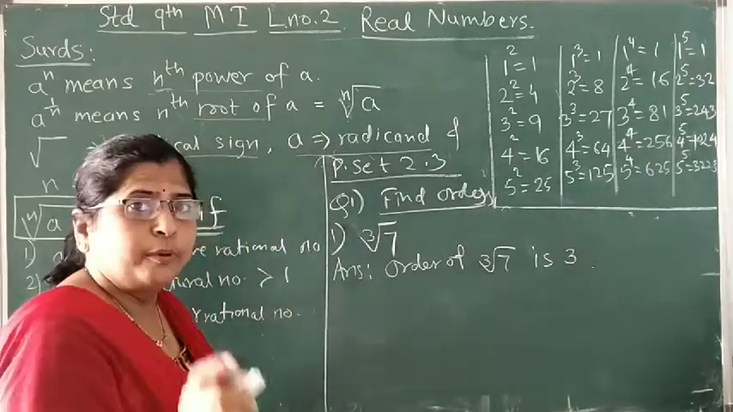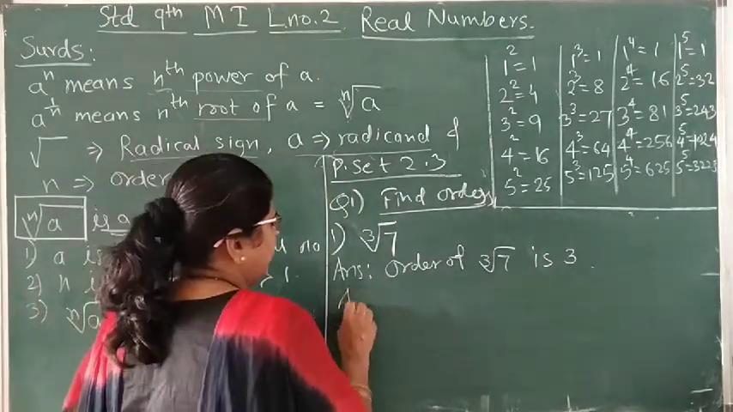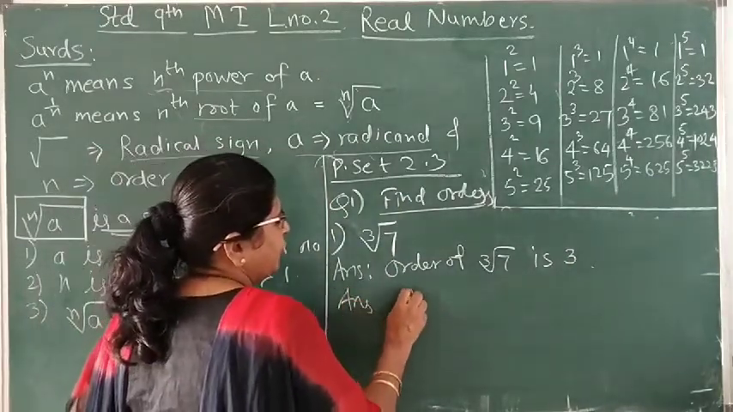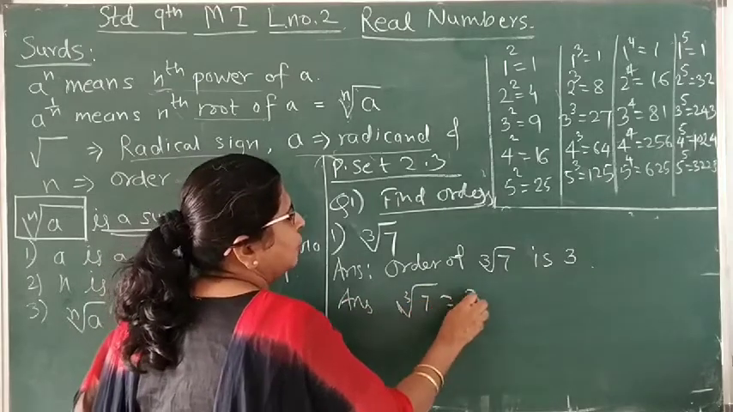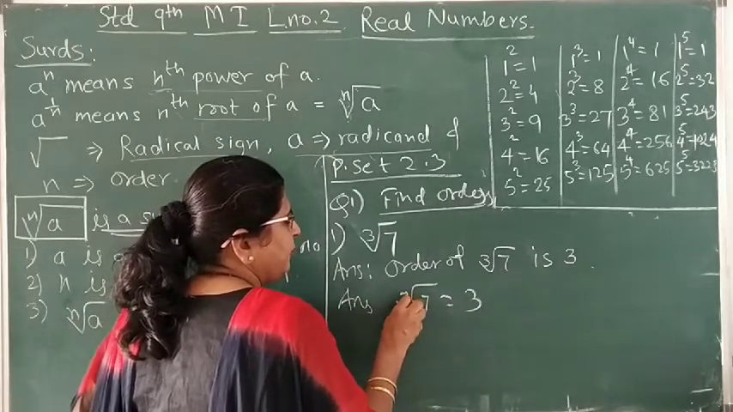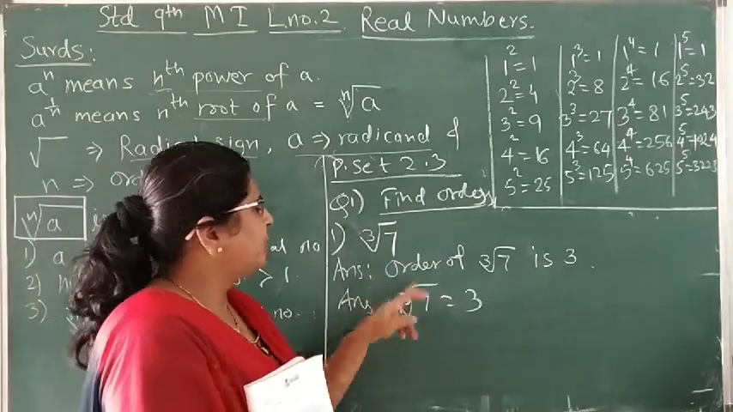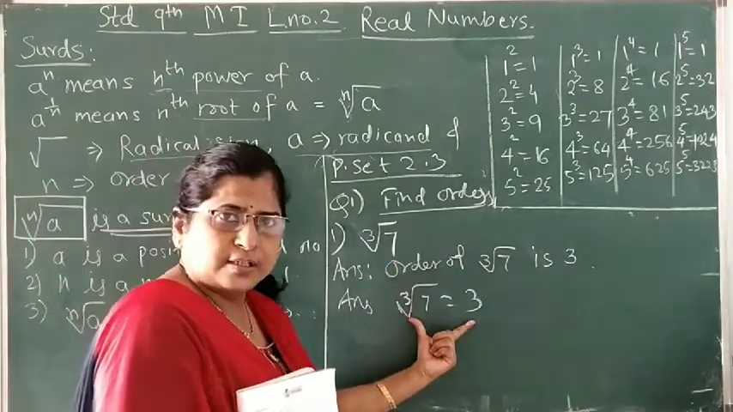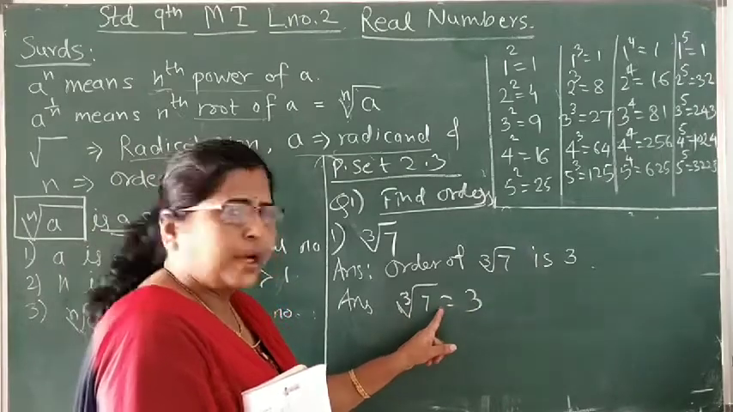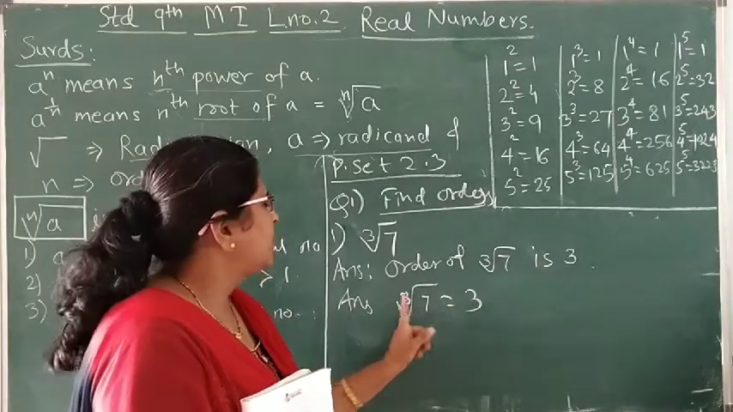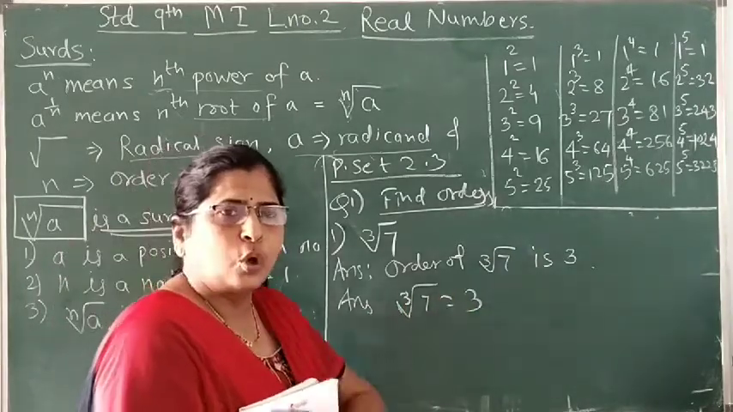Here I would like to mention, please do not write the answer in this way: cube root of 7 is equal to 3. My dear students, if you write this answer like this, though the question is to find the order of the surd, which is 3, you cannot write this statement as 3, because when you write the equal to sign here, it means its value is 3 and its value is not 3.